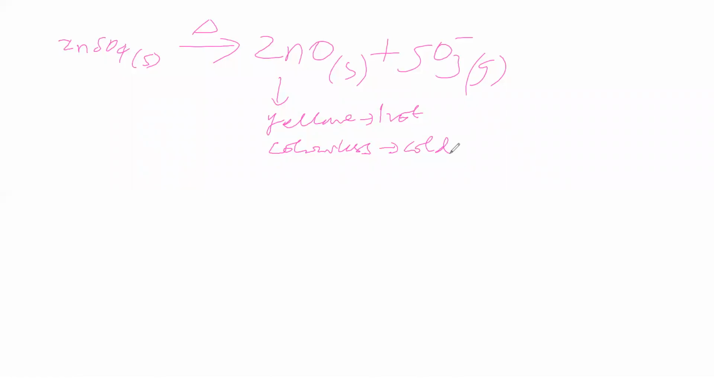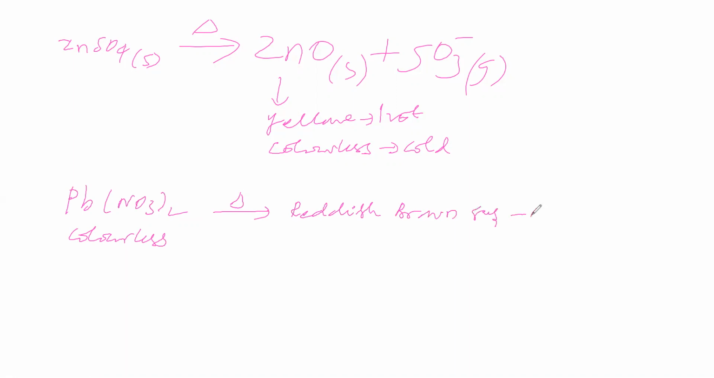Sir, okay. Now we will take a lead nitrate salt. This lead nitrate salt is colorless. This on dry heating gives a reddish brown gas. What is that reddish brown gas? That is NO2, which has a pungent smell. So lead nitrate salt is solid and colorless. On dry heating it gives a colored gas which has a pungent odor.